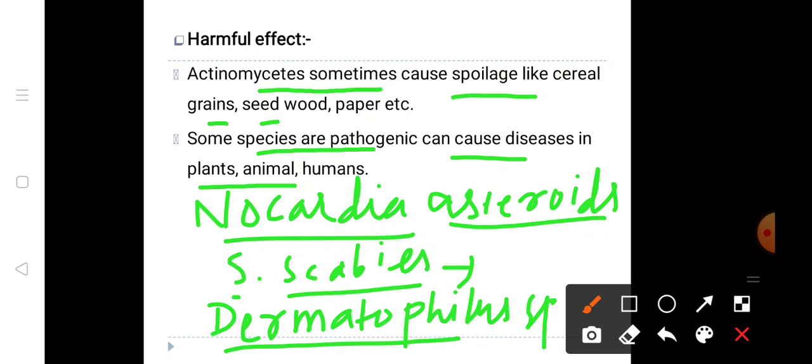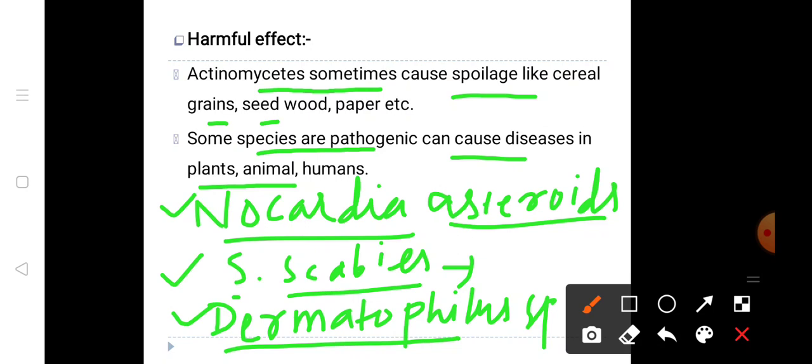So they can cause spoilage, and they can also work as pathogens that cause disease in plants, animals, and humans. Here is the example Nocardia, which can cause lung infection. Then another example is Streptomyces scabies, which can cause scab disease, mostly in potato. Dermatophilus species can cause skin infection.